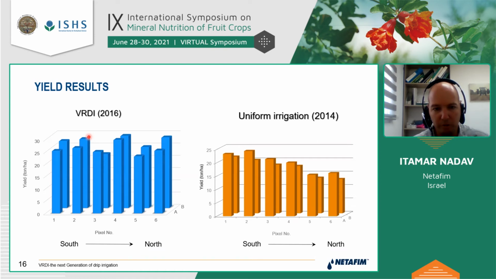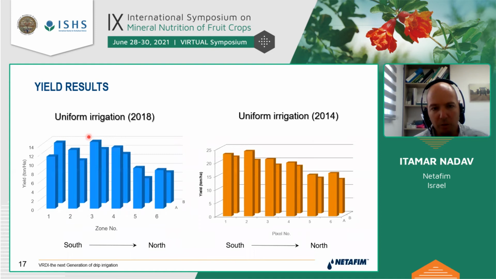And most interesting is in 2018, when we shut down the system, all the variability just appeared back. So you can see also the trend here of reduction in the yield in the north part, very similar to what happened just 4 years ago. Again, it was the same irrigation in 2014 and 18 by the farmer with only one irrigation zone. So this is the advantage regarding the irrigation.